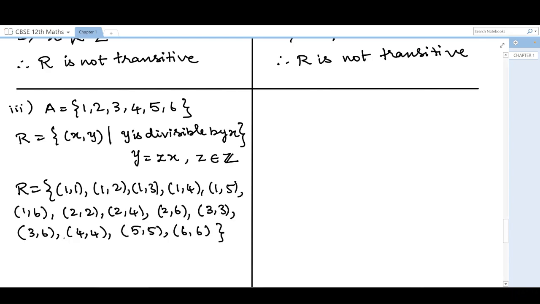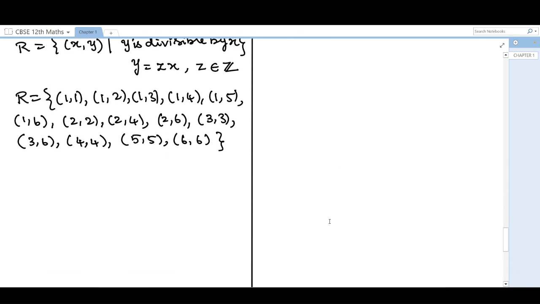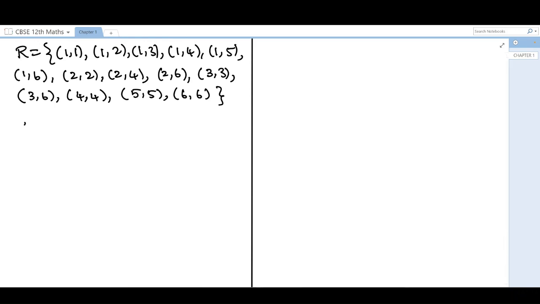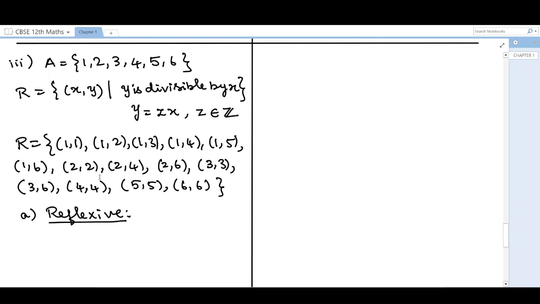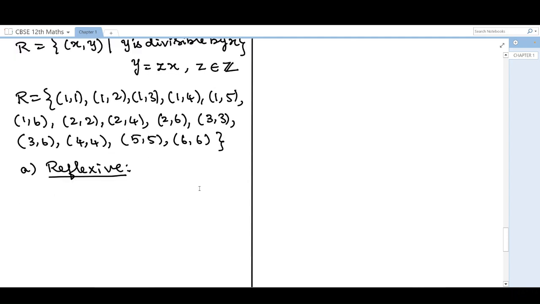So now we have to verify whether this relation is reflexive. So if you take an element from the set, it should be related to itself. So if I take 1, it is related to itself, 2 is related to 2, 3 related to 3, 4 related to 4, 5 related to 5 and 6 related to 6. So we can say the relation R is reflexive.